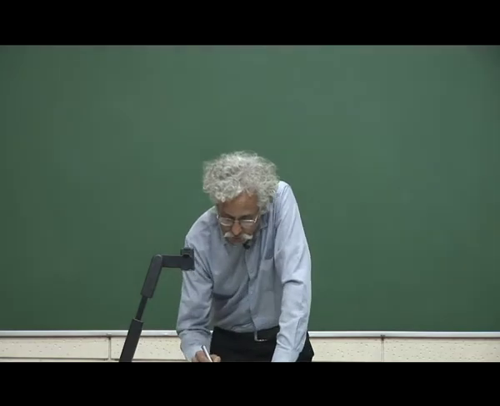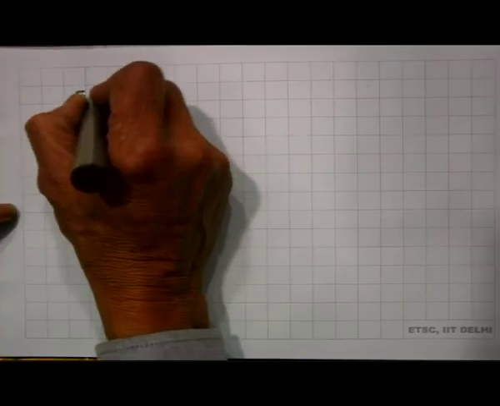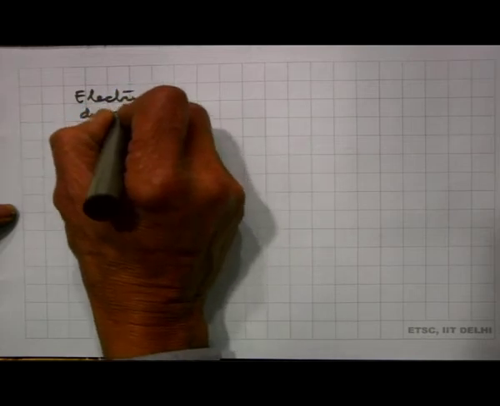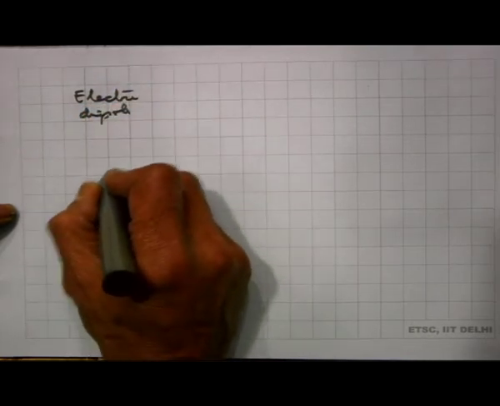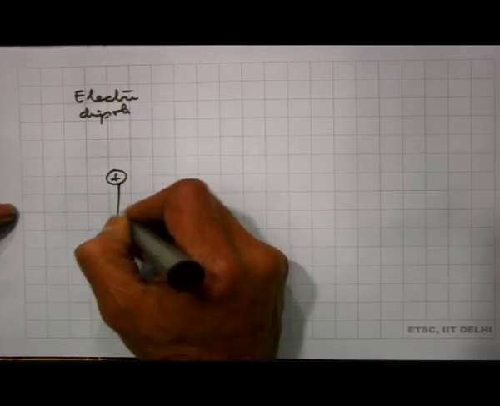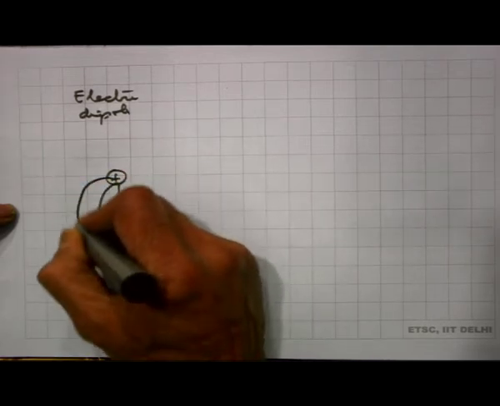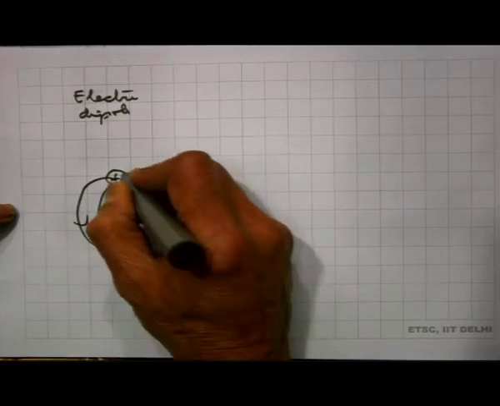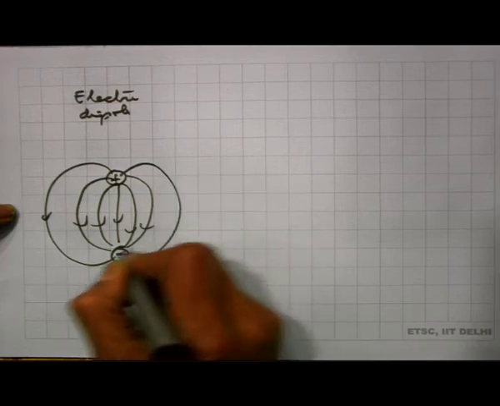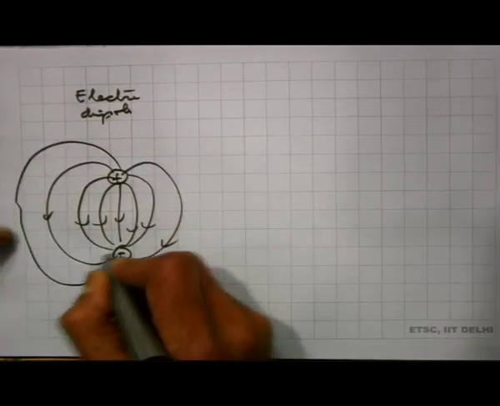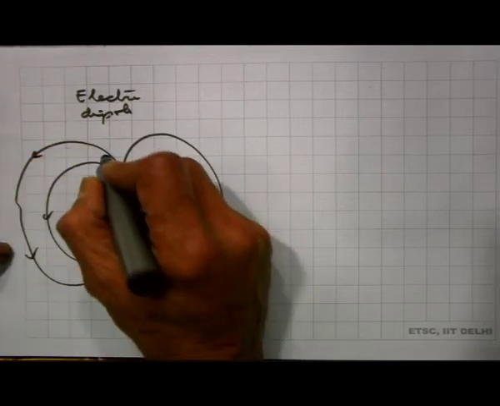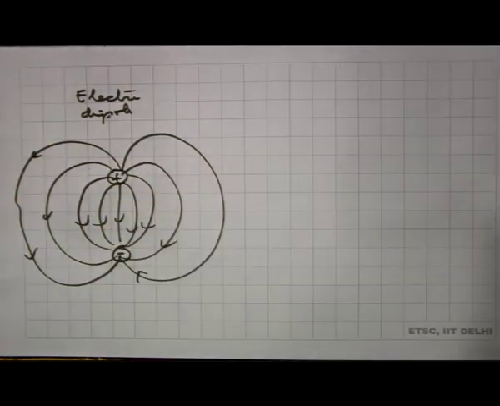So, let me draw an electric dipole here. If I have a plus charge here and a minus charge, the field lines will look like this. We had seen this before. The field lines start from the positive charge and end on the negative charge. So, all the fields are starting from the positive and ending on the negative.